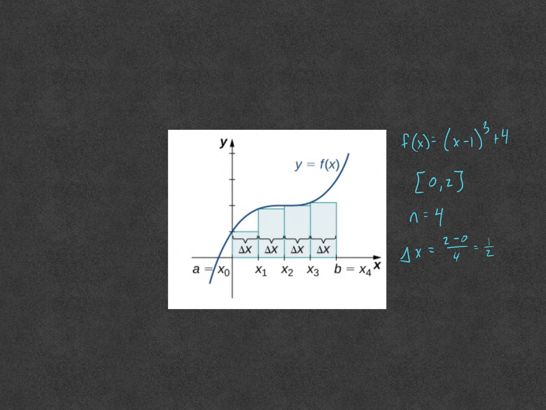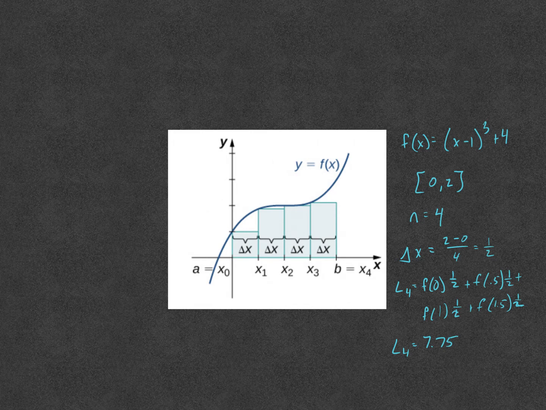All right, and if we wanted to do L subscript 4, the leftmost rectangle is f of 0 times a half plus f of 0.5 times a half plus f of 1 times a half plus f of 1.5 times a half. All right, and there we would have our 4 rectangles. Substitute into our function, f of 0, f of 0.5, f of 1, etc. Multiply them all by a half, add it together, and you get that L4 is 7.75.